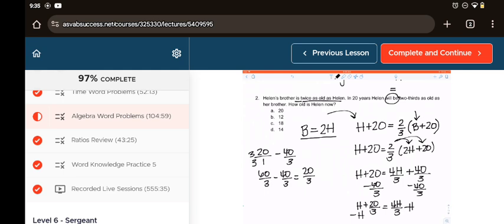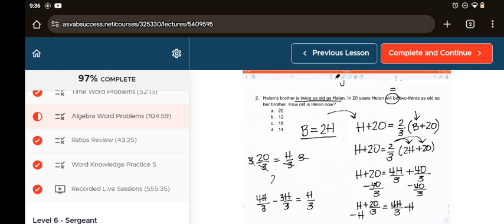Well, now I have to do minus H. So let's do 4H over 3 minus H over 1. I multiply by 3. 4 minus 3 is 1H over 3. So I don't have space. I'm going to get rid of this up here to make some more space for us. I'm going to rewrite my equation. So I have 20 over 3 equals H over 3.